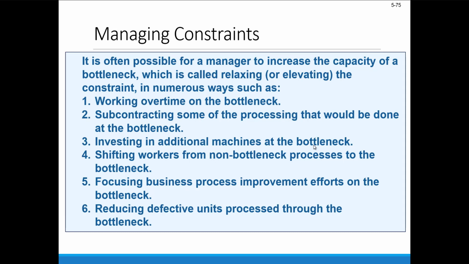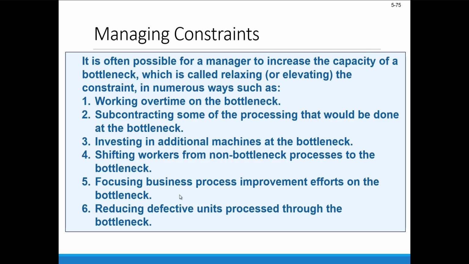Now, it's often possible for managers to increase the capacity of bottlenecks or release these bottlenecks in several ways, including the following. First, potentially working overtime on the bottleneck. So if it's machine time, maybe that's less applicable. But if our constraint is some kind of labor resource, maybe we can have people work extra. We may be able to subcontract some of the processing that would be done or outsource it, as I mentioned earlier. We may be able to invest in additional machines at the bottleneck. So if capacity is really this constrained by one particular process, we may need to double up the process. We may be able to shift workers from non-bottleneck processes to the bottleneck.